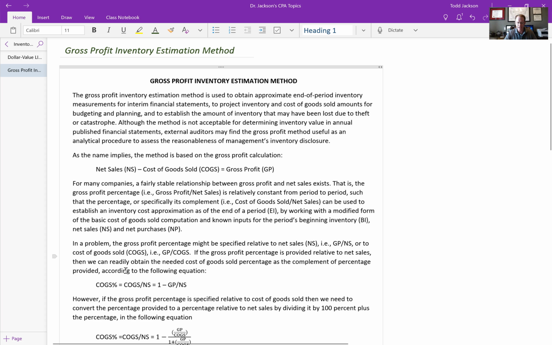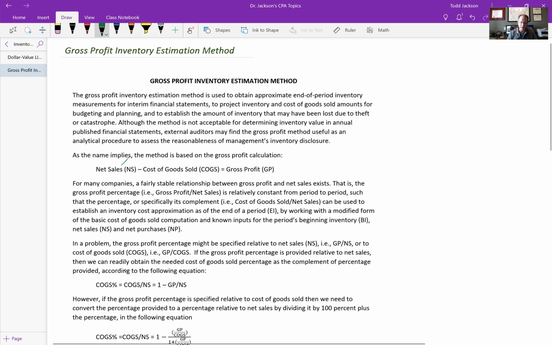The name itself implies that the method is based upon the gross profit measure that's found in the income statement. Recall that gross profit is determined by taking the net sales for a period, subtracting the cost of goods sold. And for many companies, we'll find that this relationship between gross profit and net sales is fairly stable over time, and it is the stability of that relationship upon which we may rely for the purpose of estimating inventory.